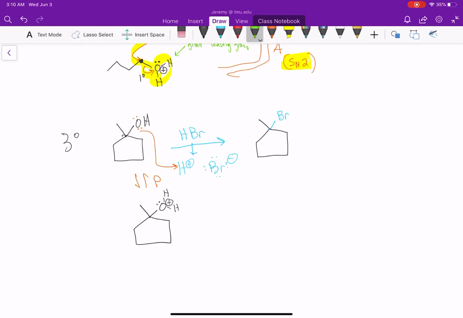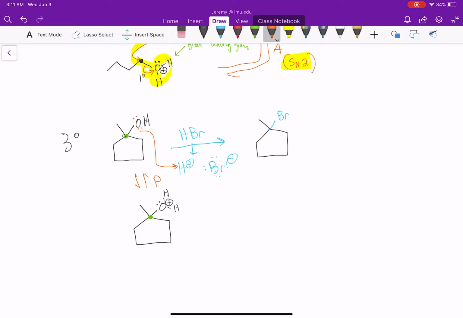But what do we know? If we look at this carbon, this was a tertiary alcohol. We have now our hydronium ion, tertiary. What's going to be favored in this case? Okay, so here, this is going to be favored in an SN1 process. All right, an SN1 process.